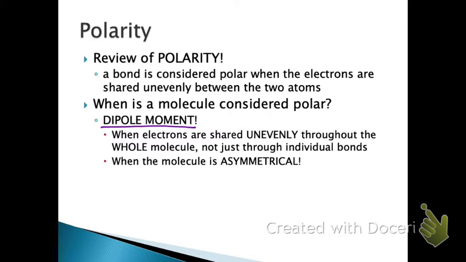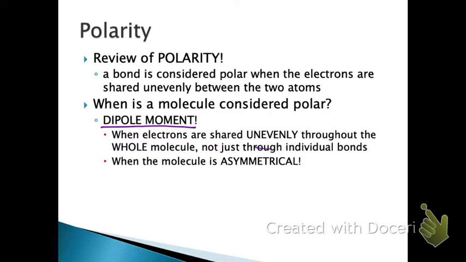I want to talk a little bit about what the word dipole means. What does it mean to have a pole? Let's think about a magnet. The ends of magnets are called poles. So what does the prefix di mean? Two. So a dipole means that this molecule doesn't have one charge, it has two charges. It has one end that is different than another end. So dipole means that we have two poles on this molecule. I'm going to break that down a little bit further.